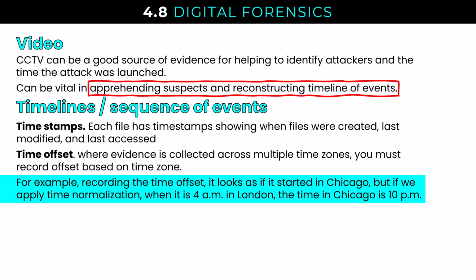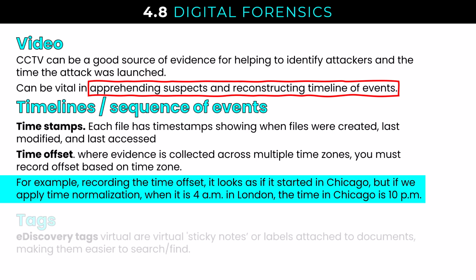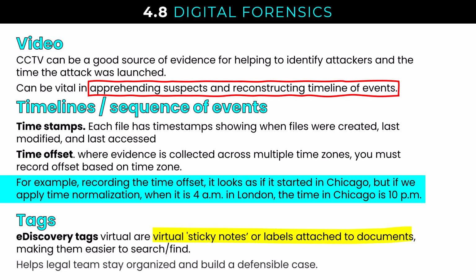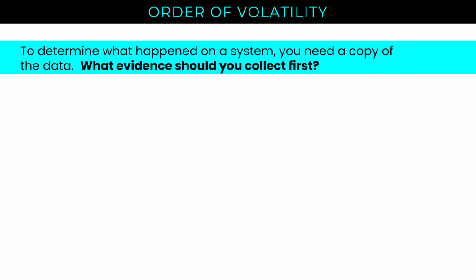So in the digital forensics process, investigators may also use tags, what we call e-discovery tags. They're virtual sticky notes or labels attached to documents, making them easier to search and find. These can be helpful in keeping the legal team organized as they're building a defensible case. So I talked about volatility just a moment ago. So I want to talk to you about volatility and the order of volatility, because to determine what happened on a system, you need a copy of the data.